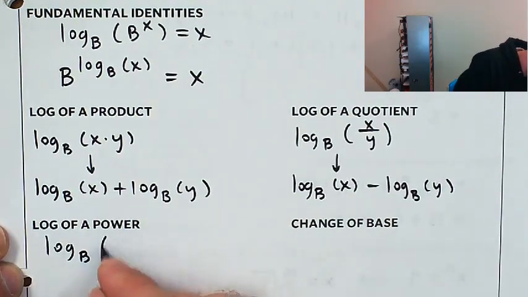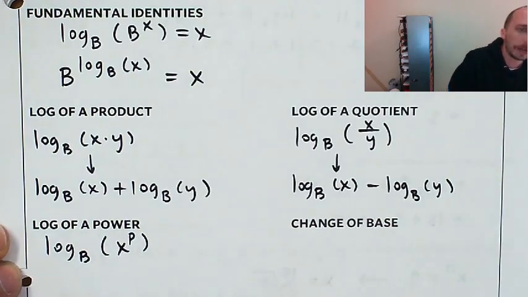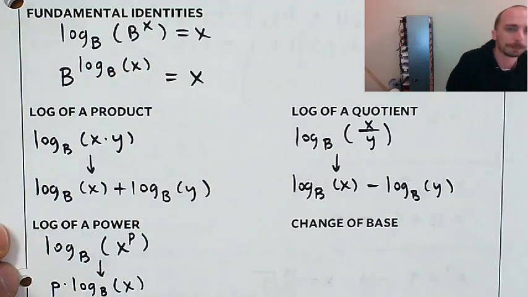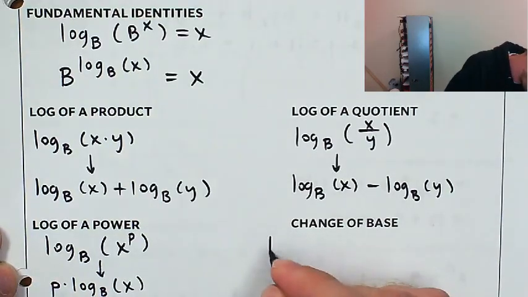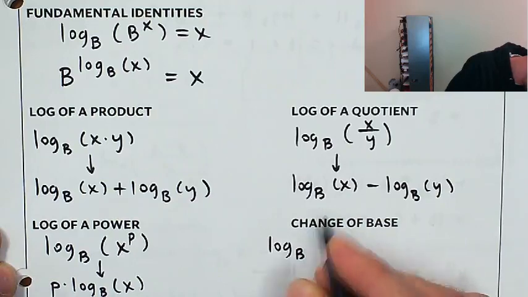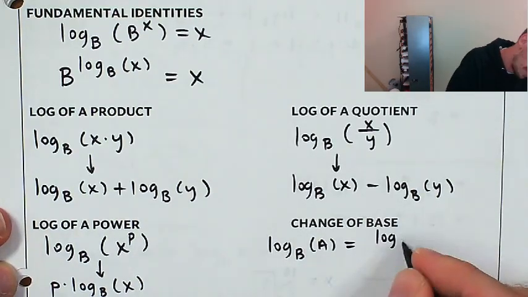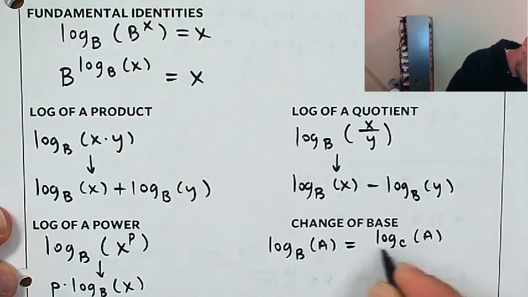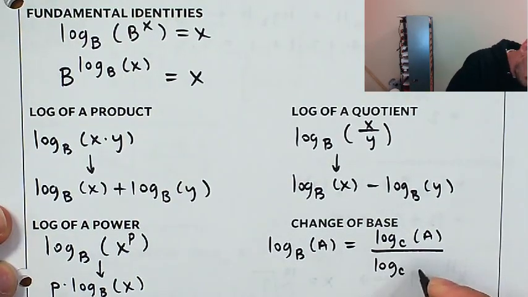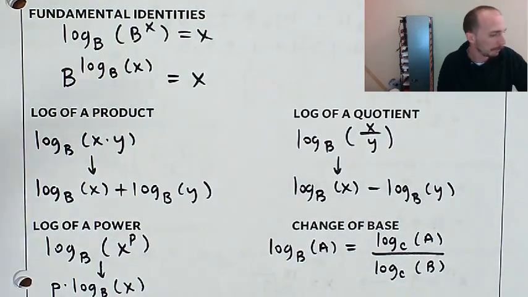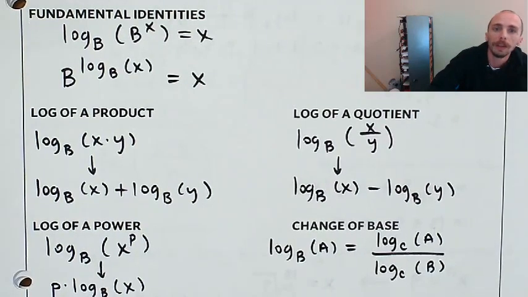Anyway, log base b of x to some power. What I can do is swing that power around the front, and I can write that as p times the log base b of x. And then the change of base formula is the log with base b and argument a is equal to the log with base c of a divided by log with base c of b, where c is any base I like it to be. Okay? So those are our log properties.